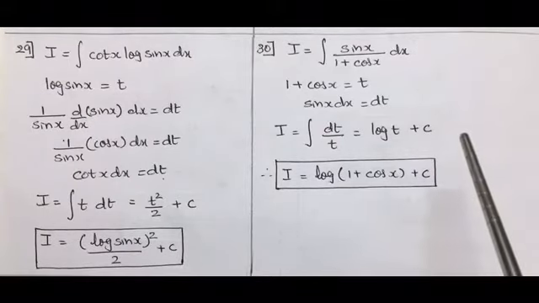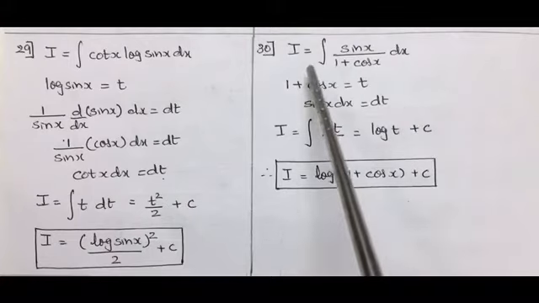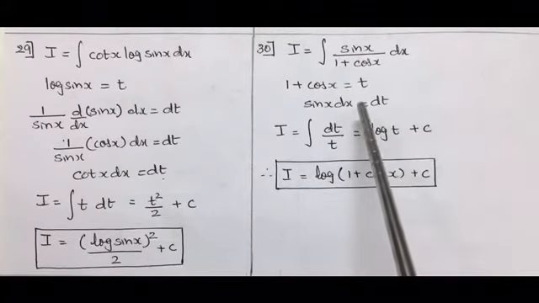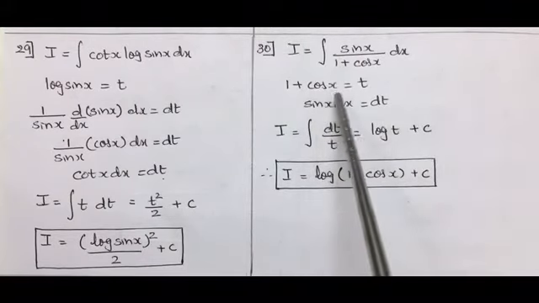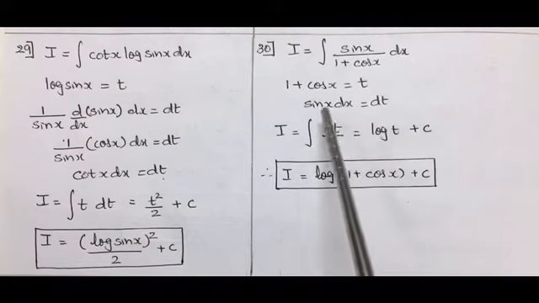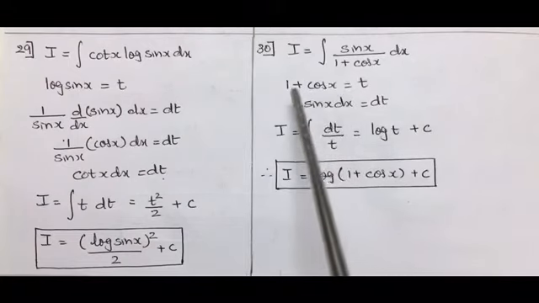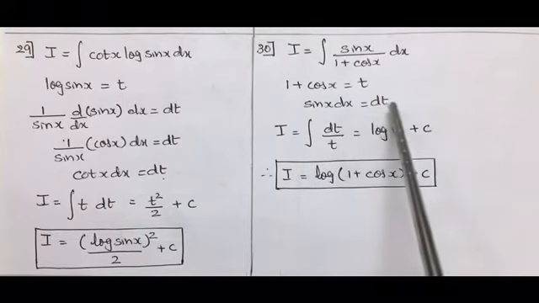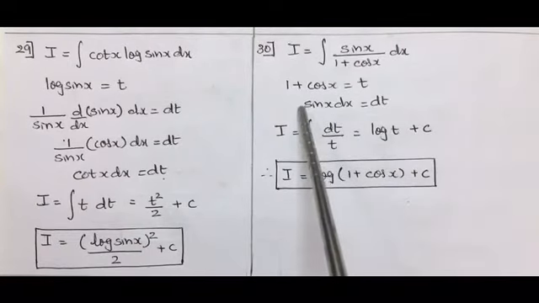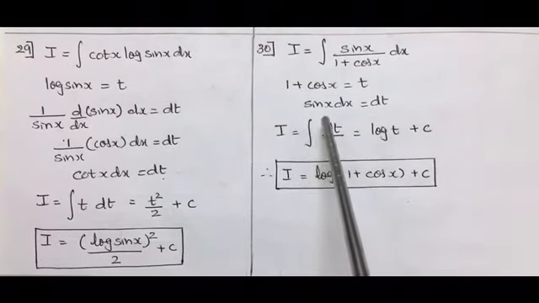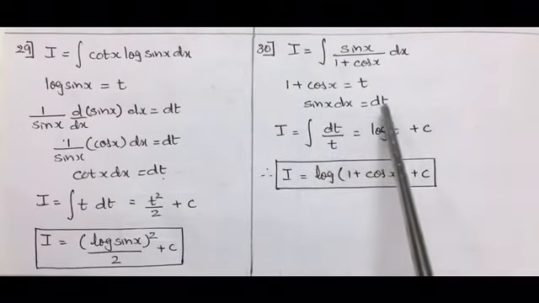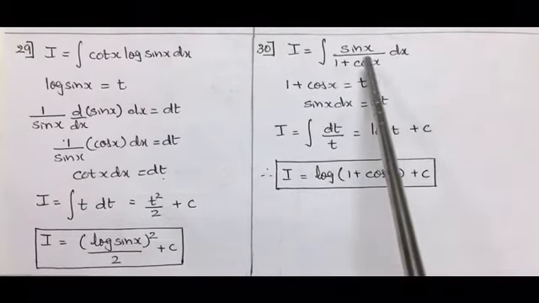30th one is I is equal to integration sin x upon 1 plus cos x dx. So assuming 1 plus cos x is equal to t, the derivative of 1 plus cos x is minus sin x dx is equal to dt. Need to write here the negative sign, minus. So sin x dx will be equal to minus dt.